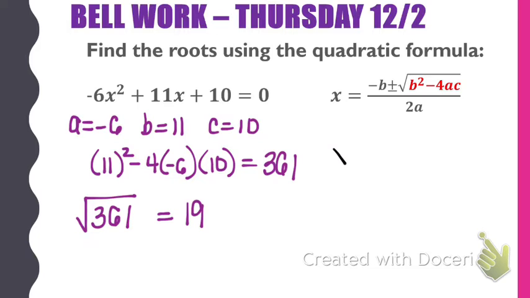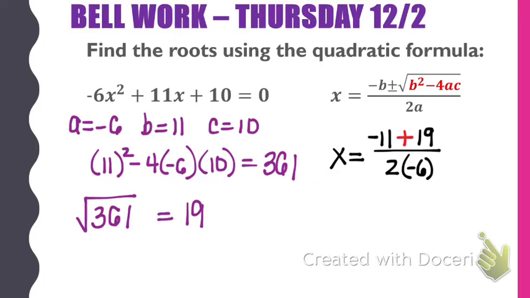So for my first solution, x equals the opposite of b. So if b is positive 11, in the quadratic formula, we're going to flip that sign and use negative 11 plus 19 divided by 2 times a.